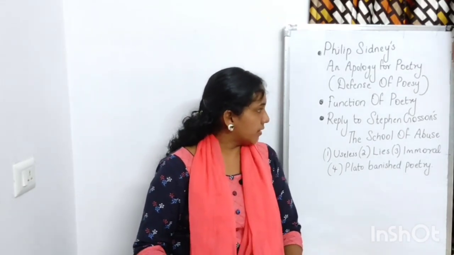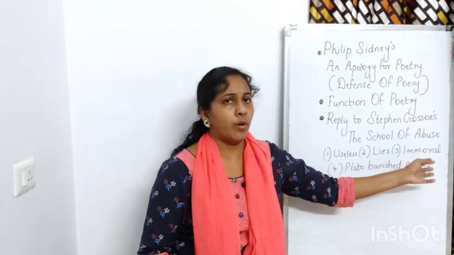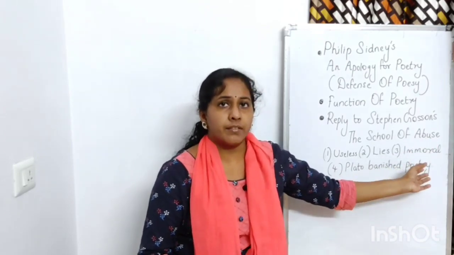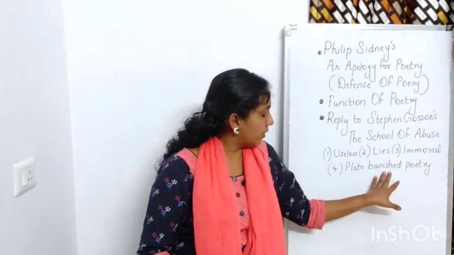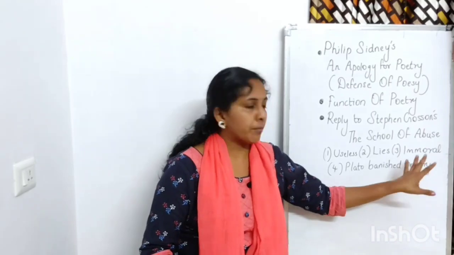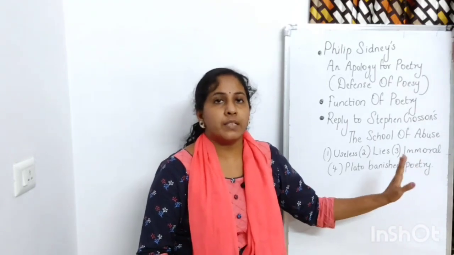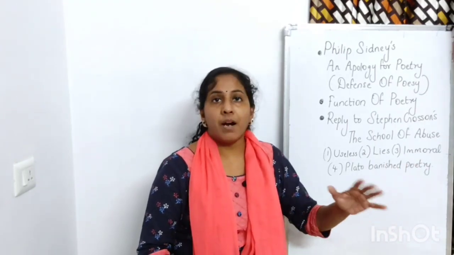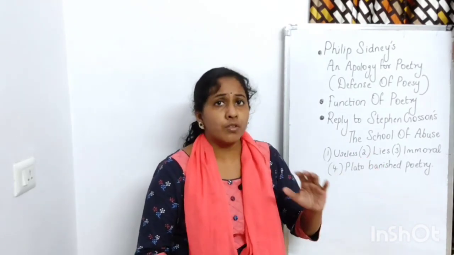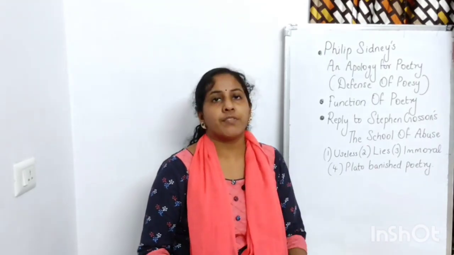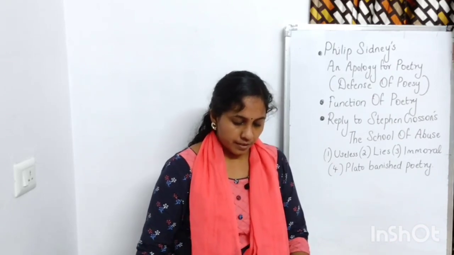Four charges mainly: that poetry is useless, it is lies, then it is immoral, poetry is something not moral at all, people write whatever they feel, it does not abide by the moral rules. Then he also put forward the statement that Plato banished poetry. Plato did not like poetry. Banish means to send away someone from your country as part of a punishment. So he also supported the statement that poetry is not at all good, saying that Plato banished poetry from his place or country. So these are the charges leveled against poetry.